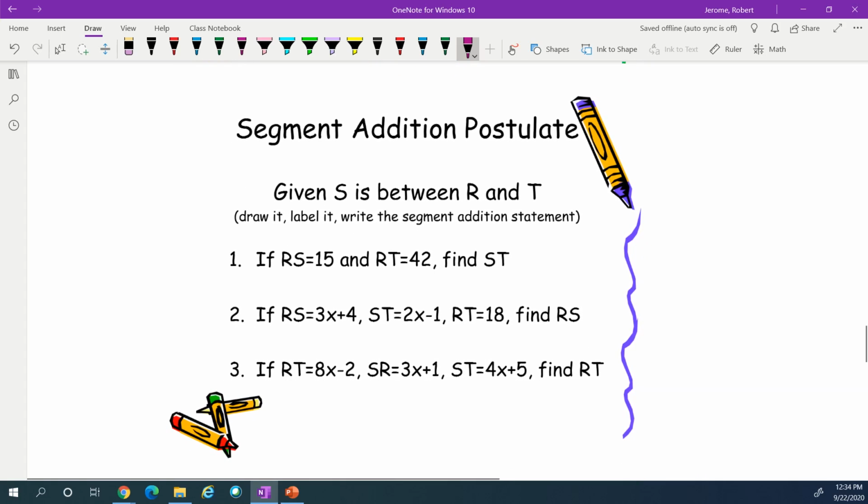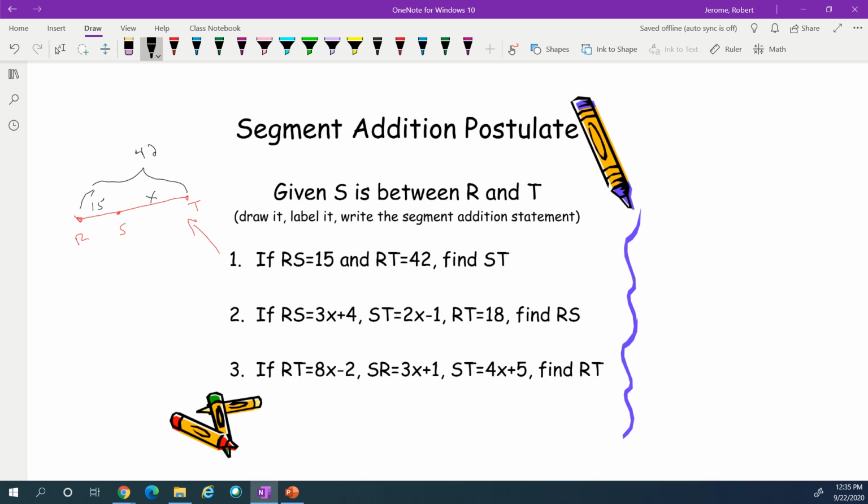Okay, so let's look at a couple problems. Let's tie it all together. Let's take a look at number 1. I'm going to bring number 1 up here on the left. First of all, S is between R and T. That's in the directions. So I need a picture. R, T, S. Now I'm going to label the picture. RS is 15. RT, the whole thing, is 42. And we're asked to find ST.